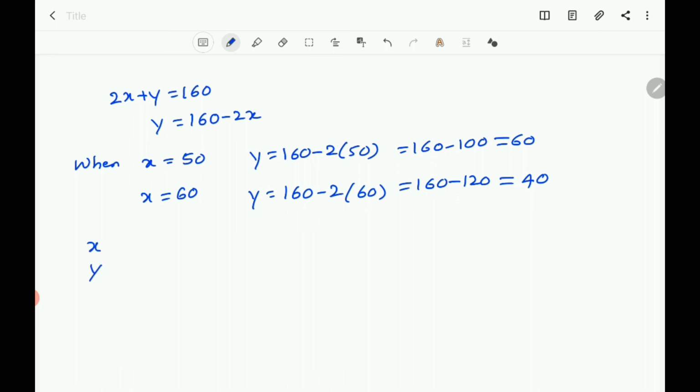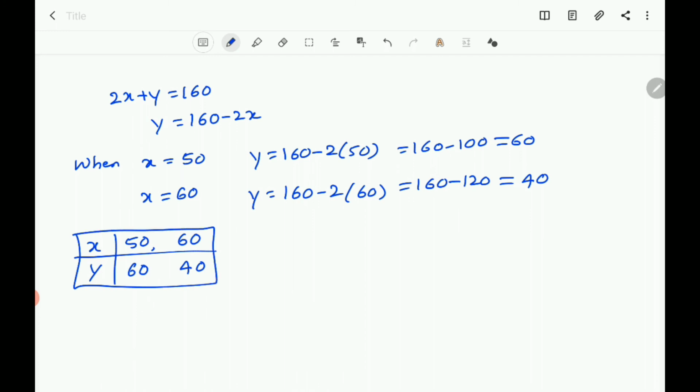Now you take the x and y. Here x, the values are 50 and 60. When x is 50, then y value is 60. When x is 60, then y value is 40 here. So you got 2 solutions here.